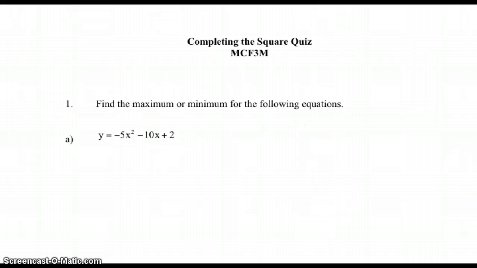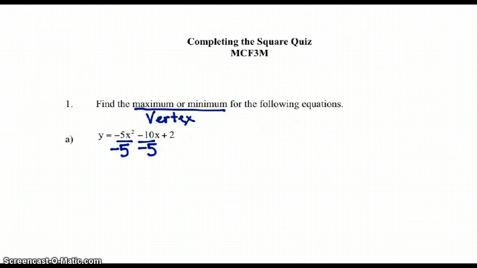So, finding the maximum or minimum means that you need to find the vertex. So basically when it says find the maximum or minimum, it really also means to find the vertex. So that's important to know because it needs to be in vertex form. So in order to complete the square, you need to make sure that you do not have an a value. So we're going to factor out the a value by dividing the first two terms by -5.